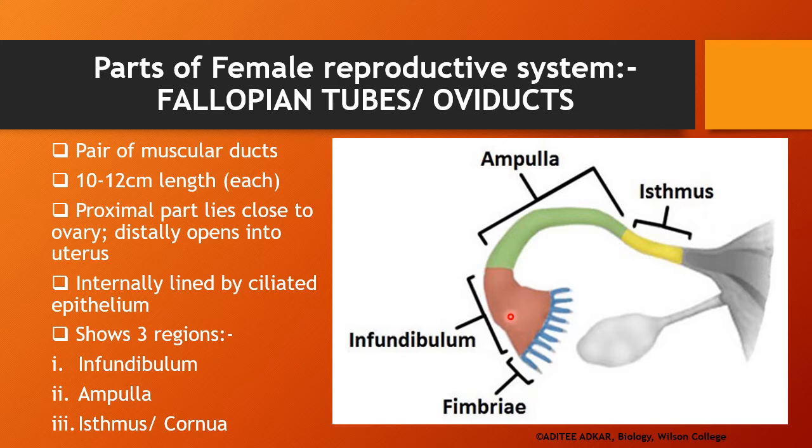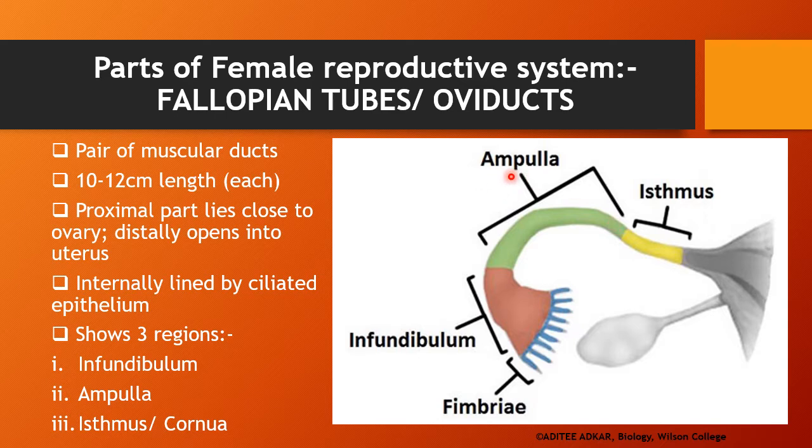The first part is known as the infundibulum. This is a funnel-shaped region and has an opening inside it known as the ostium. At the edge of the infundibulum, there are many finger-like projections which are known as the fimbriae. These fimbriae vibrate continuously so that when the ovum is released by the ovary, it can be driven inside the fallopian tube. The next curved long part of the fallopian tube is known as the ampulla.